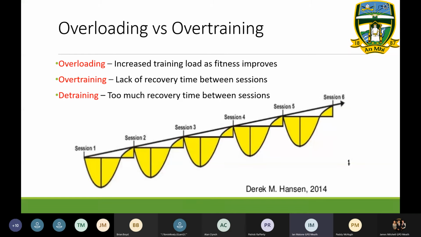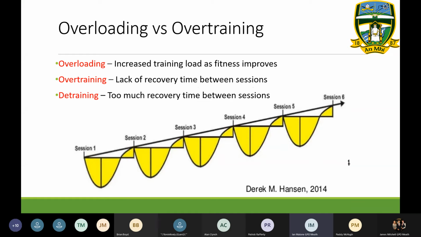Okay, so just a few terms that we're going to go through as well, where we're going to talk about what happens if you don't have the correct recovery time in between. First of all, the first term we have is overloading, and this essentially is an increased training load as fitness improves. You can imagine, if you look down at the graph below, we've got 6 sessions there, and that's again illustrating what happens if you do time your training sessions correctly.